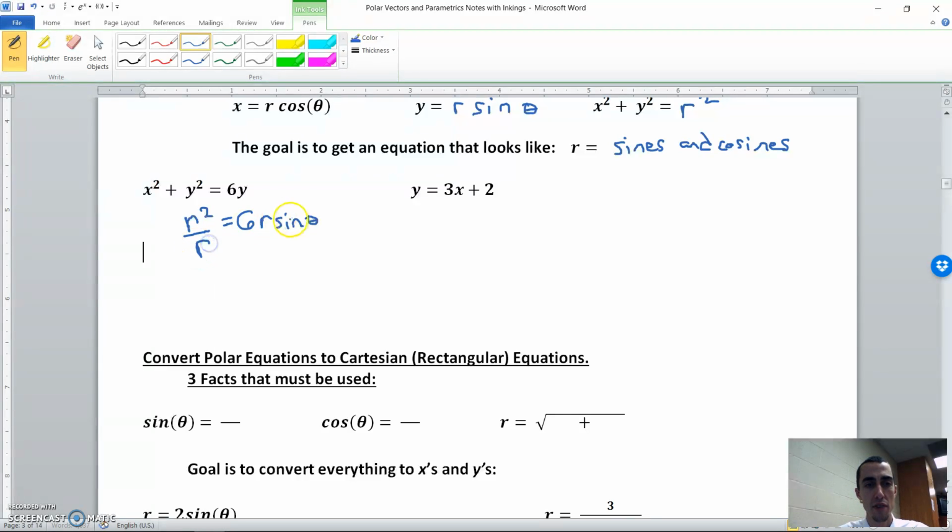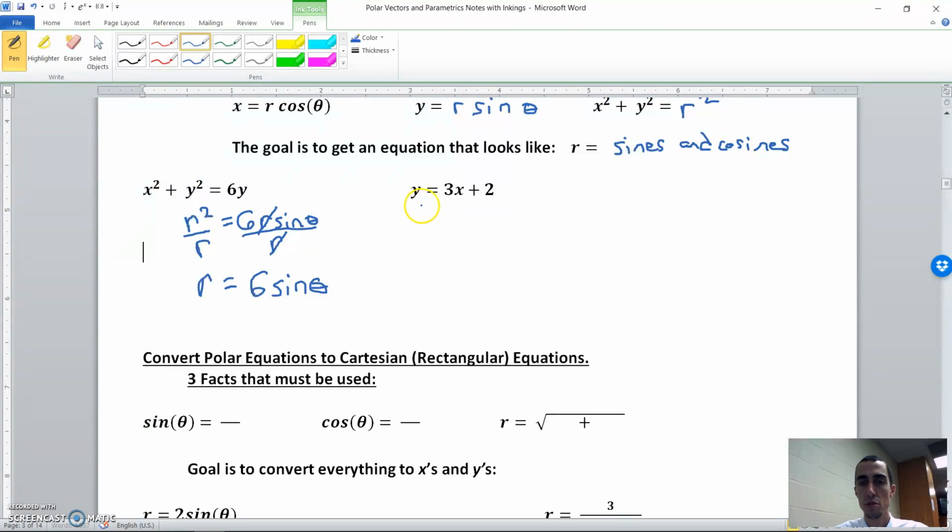So if we divide both sides by r, we're going to be able to divide out an r on top and on the bottom, and then the left side will be r squared divided by r, which is r. On the right side, we've got 6 times the sine of theta. So we've gotten that format of r equals, and then we might have sines or cosines, and in this case, we've got a sine over there.